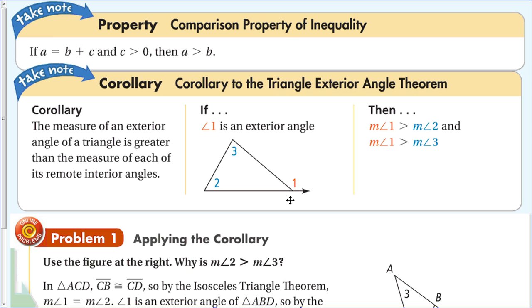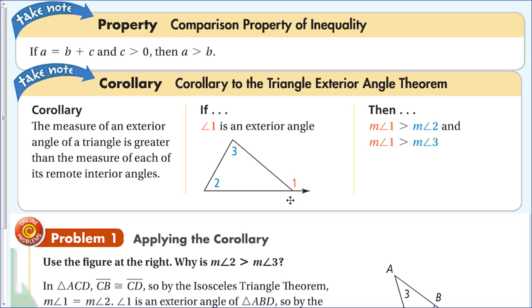All right, so you have your comparison property of inequality. You're probably going to look at this and go, really? You had to tell me that? Yeah, I'm telling you this. If A equals B plus C, and C is greater than 0, then A is going to be greater than B. What does that mean with numbers? If, say, A is 5, and C is greater than 0, so C is, say, 2, that means that B has to be 3 in order for B plus C to equal A.